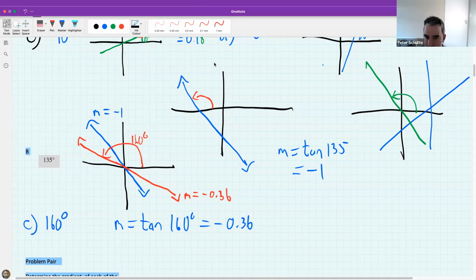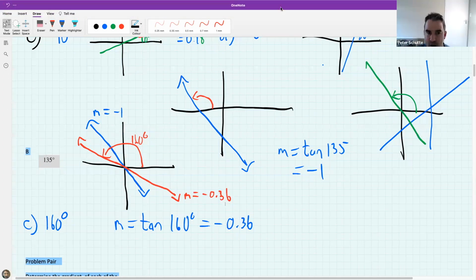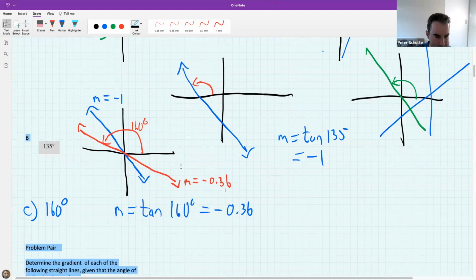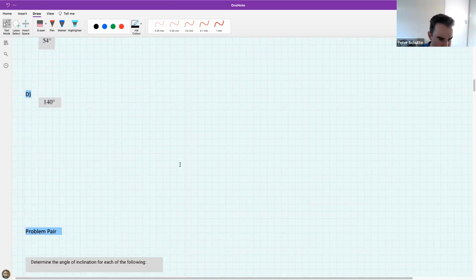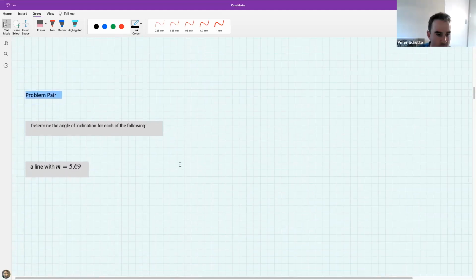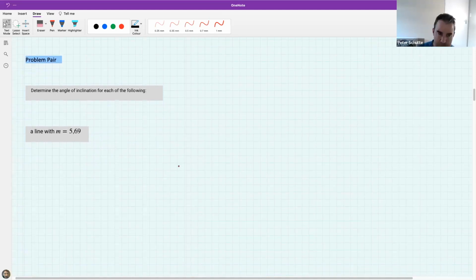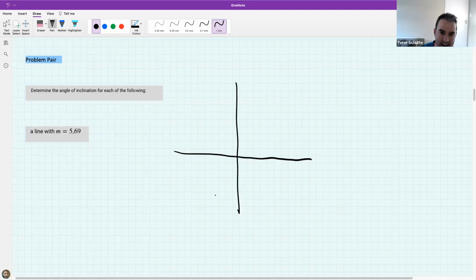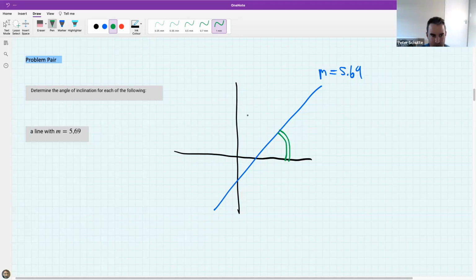Okay, I think you've mastered this part of the exercise. If you have further questions, I encourage you to ask them later in the lesson, but I think it's time to move on to the next part of the lesson. So I want to go the other way around. If I say to you, I have got a straight line, and this straight line has a gradient of 5.69, I want you to work out what the angle of inclination is.